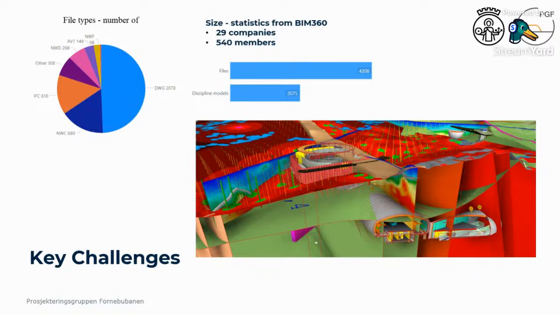Just to give you an idea of the scale of the project, here we have some statistics from BIM 360, which we are using. There are 29 companies and more than 540 members involved in the project right now. There are also 4,200 files produced and stored in BIM 360, but not all of them, of course. This is just a small glimpse of all the files. Those files include 26 coordination models, both in SMC, so Solibri Model Checker file, and NWD file, which is a Navisworks file. And we have over 2,000 discipline models.